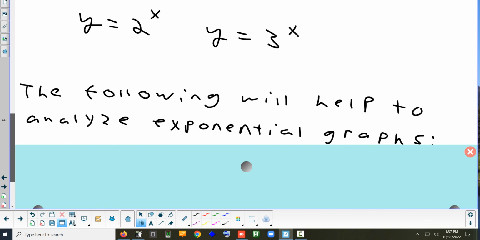Okay, so what's going to happen sometimes when we look at exponential graphs is they're going to have negatives in the exponent. When there's a negative in the exponent, that kind of complicates it. We'd rather not have it. It's simpler if we don't. So I'm going to show you how we get rid of it.